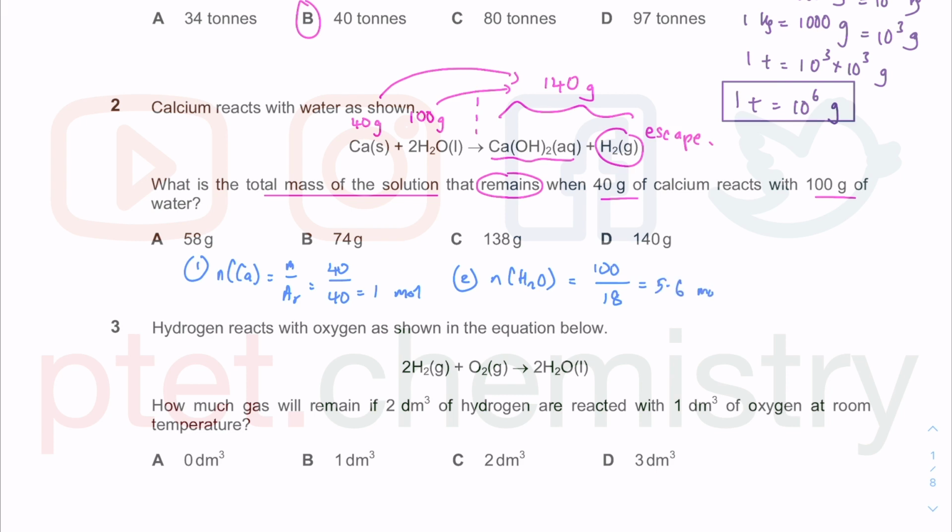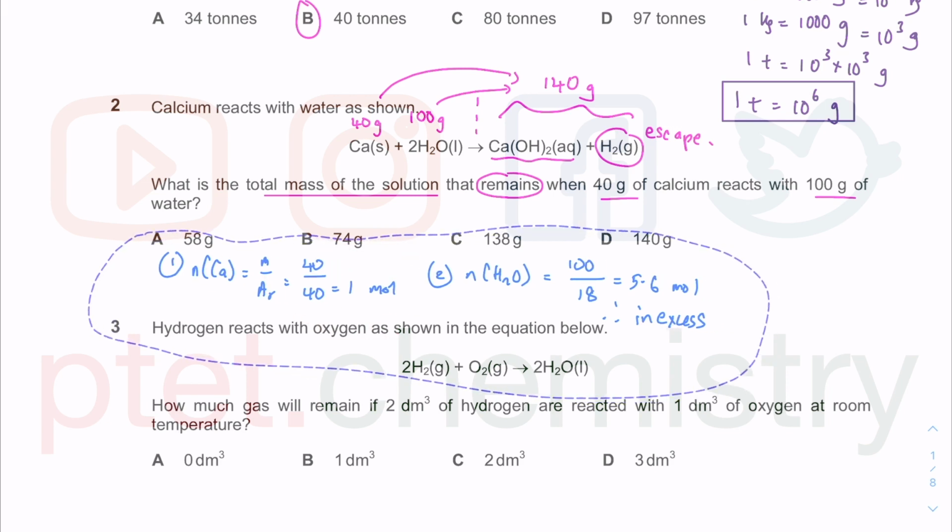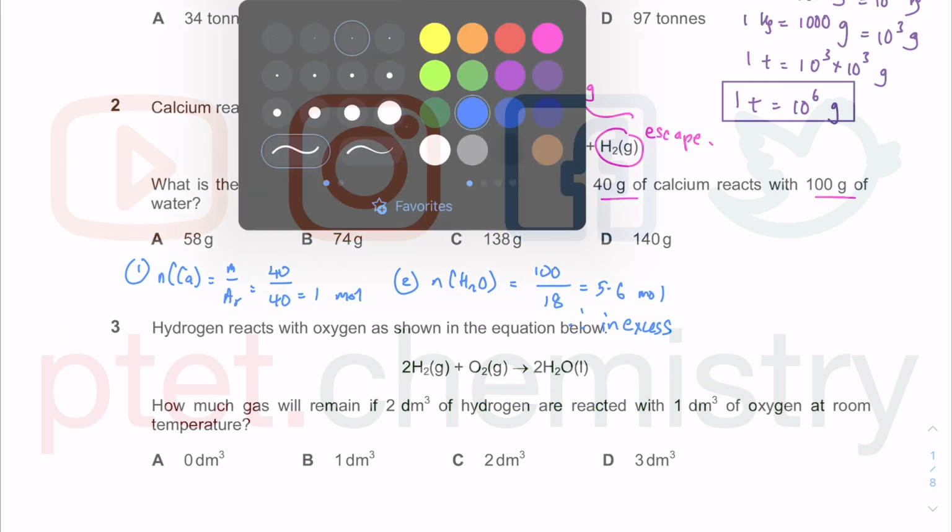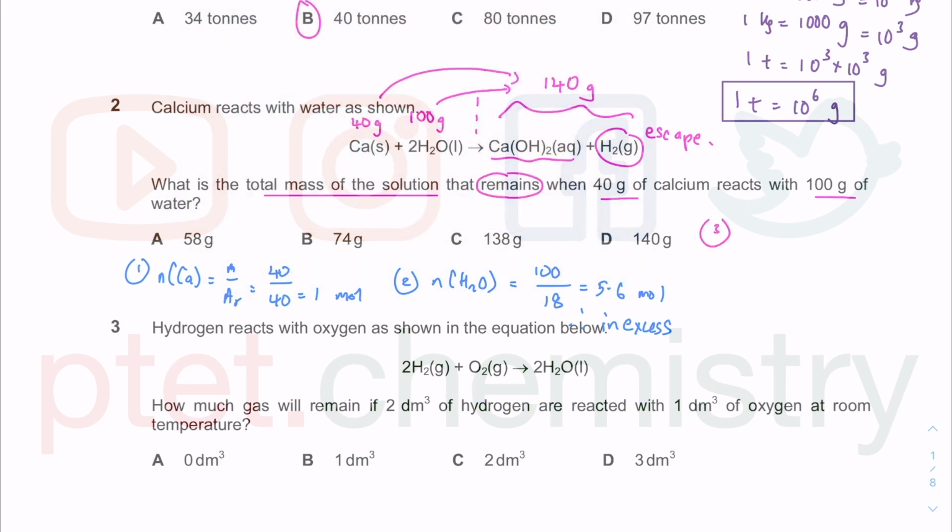So hopefully you can see that 1 mole of calcium needs 2 mole of water. 1 mole of calcium only requires 2 moles of water. Therefore, this one is in excess. We do not use the thing which is in excess for our calculations, so we'll use the mole of calcium for our calculations when we compare mole ratio. So let's compare our mole ratio. The mole of H2 is to the mole of calcium. Because calcium is limiting, it's completely used up because this is in excess.